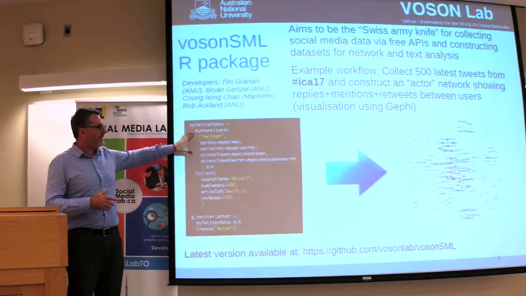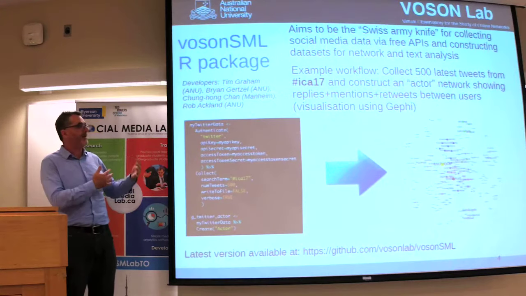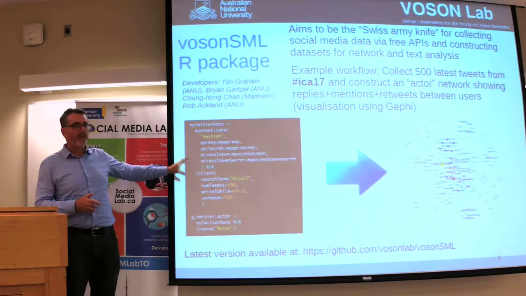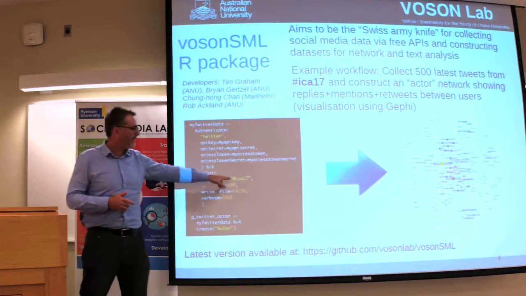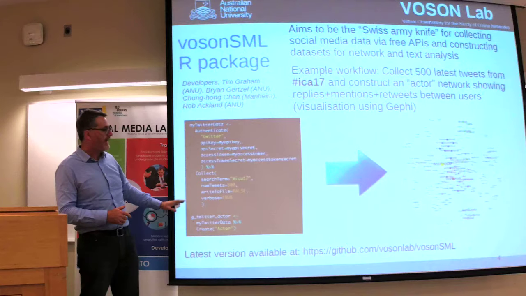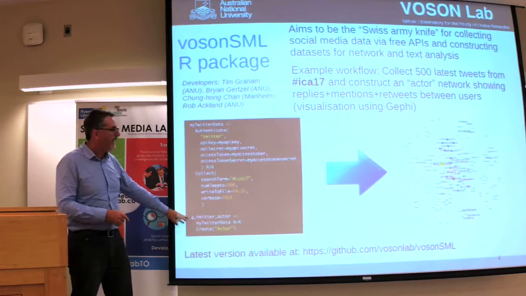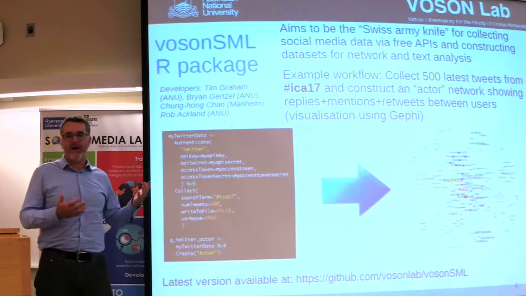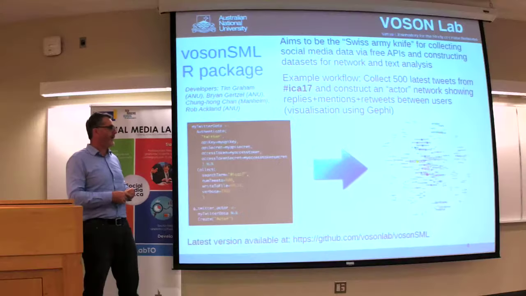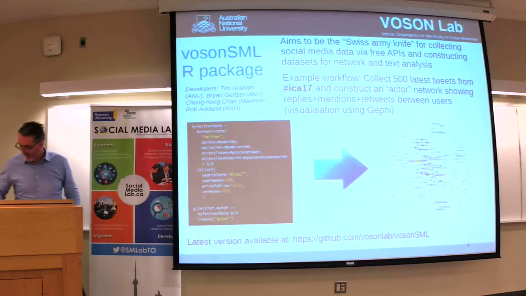It means that you don't have to work directly with the APIs. You can do that through the package, with a call that you make. This is an example call where we were collecting tweets featuring a particular hashtag, ICA17. This is all the code that you need to get a network object, a graph object. Then you're in the world of iGraph. You can do all the network analysis using iGraph within R, or else you can export it as a GraphML file and do nice visualizations in Gephi, such as that one there.